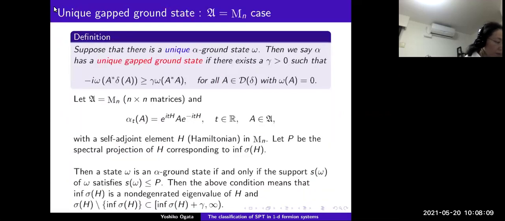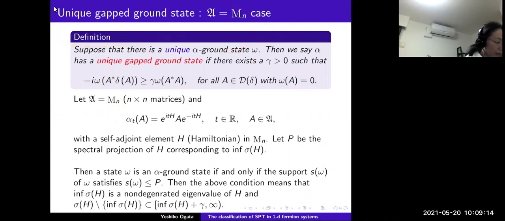But if you have never seen these definitions in this framework, you may wonder why we have to think of such a condition and what its relation is with our usual definition of a unique gapped ground state. To see that, we can consider a very simple system: the C-star algebra A being n by n matrices, and the dynamics being given by the usual Hamiltonian. If we consider this condition in this system, what we will find is that this strange-looking condition is exactly the same as our usual condition of a unique gapped ground state.